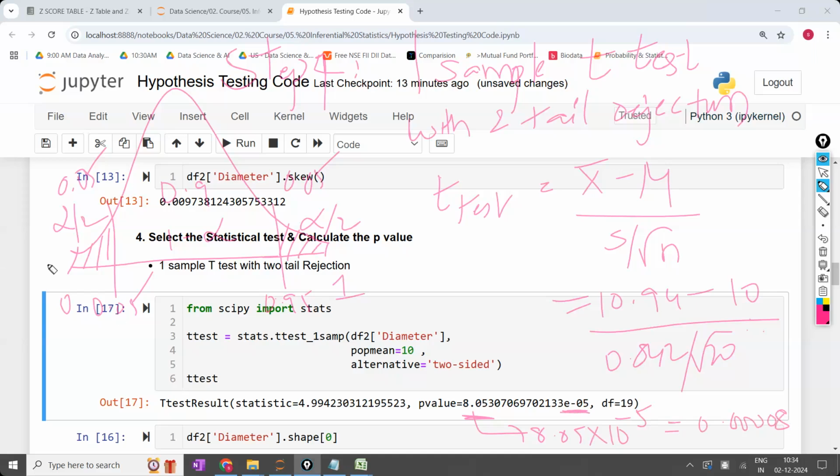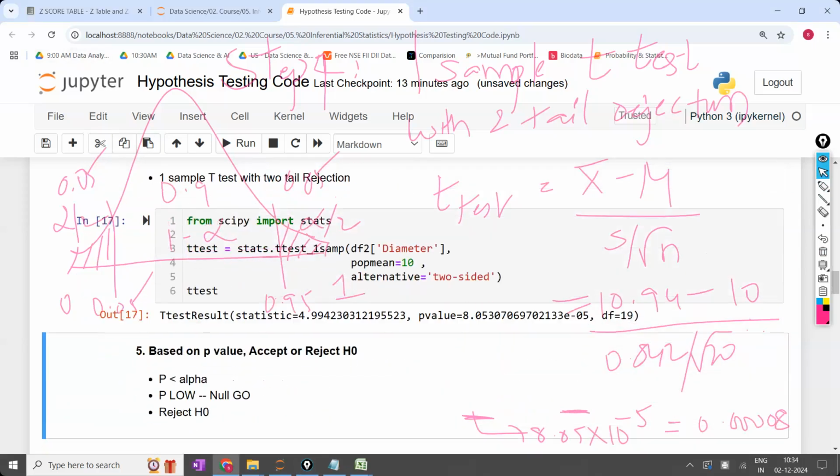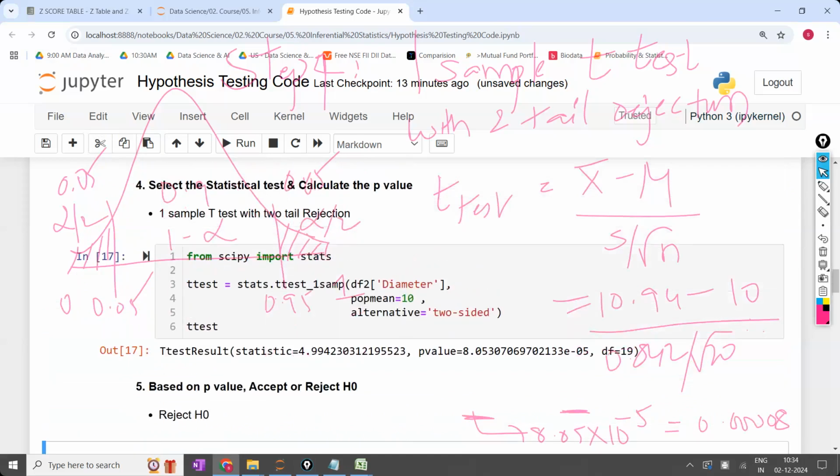Now, does it come under the acceptance area or the rejection area? Rejection area, it is even less than 0.05. So should I accept or reject the null hypothesis? Reject the null hypothesis. Is the point clear? Reject the null hypothesis. Simple. Anyone has any questions?